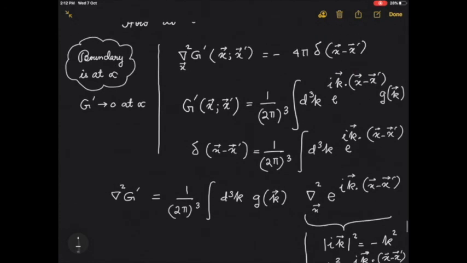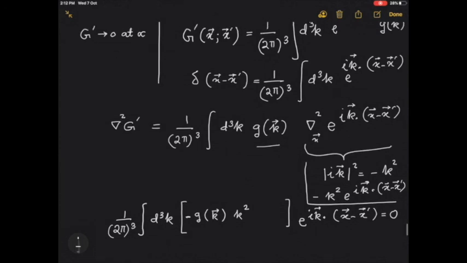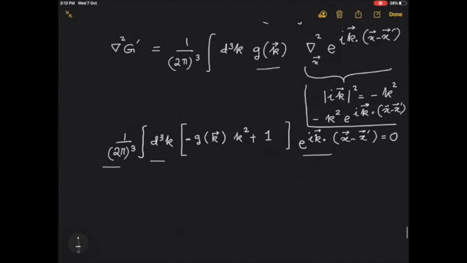What I'm doing is writing the Poisson equation essentially, taking all the terms from both sides, so obviously the right hand side will then be 0. The first term is d cube k gk minus k square e to the ik dot x minus x prime. And the second term is the delta function term, which has 1 by 2 pi whole cube, d cube k, which I have already written. The exponential I have already taken common, so all that is left is 1.